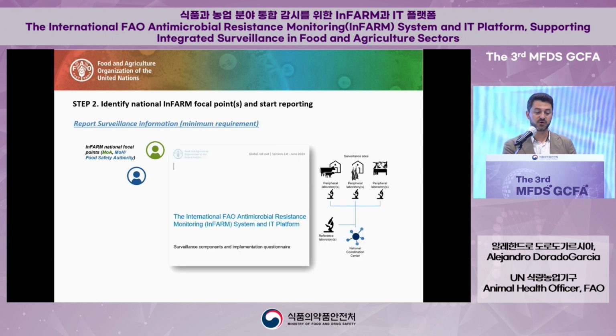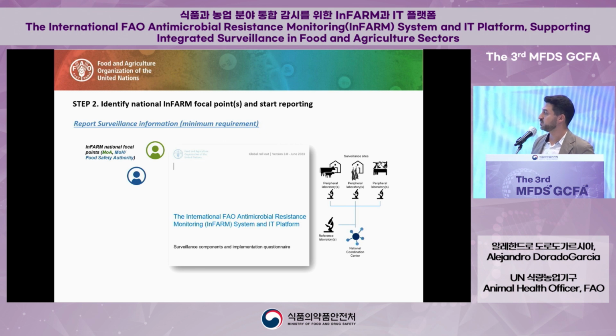So the minimum requirement to participate is, of course, to enroll in the platform. The countries have an enrollment questionnaire. They send the enrollment questionnaire with the identification of the focal points. And once this is done, the first thing that they are asked is to complete a surveillance components and implementation questionnaire. This questionnaire is already integrated inside the platform. This is something that we received feedback on in the pilot phase. The pilot phase was a Word document, but now it's already inside the platform. Countries can complete this questionnaire. We can also get all the answers in a database for further analysis.